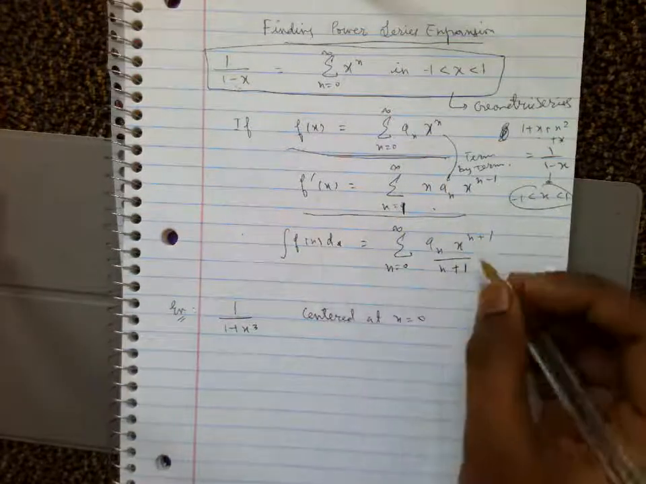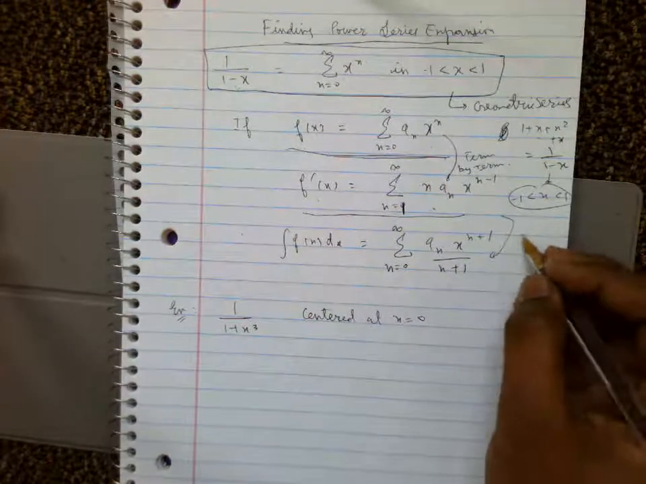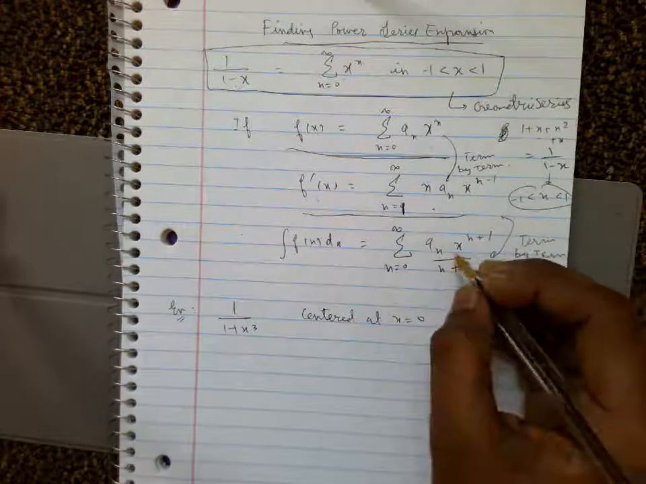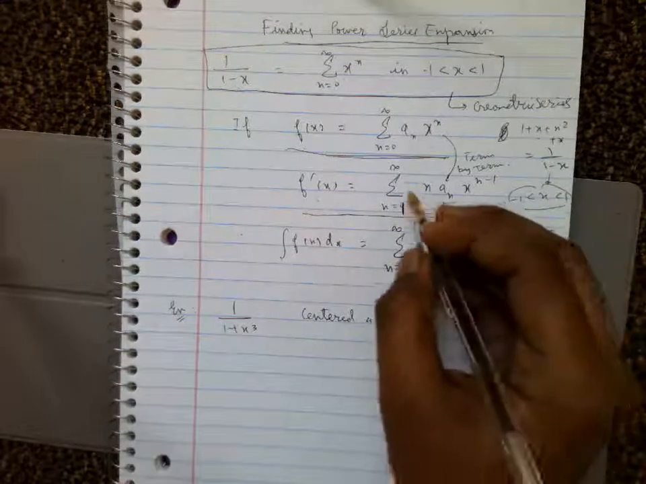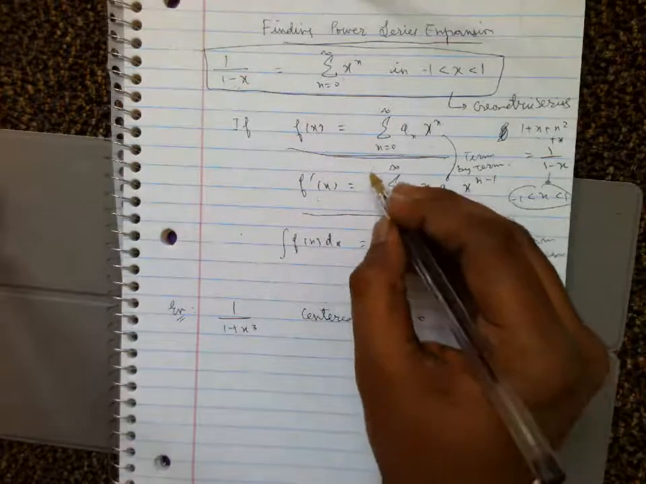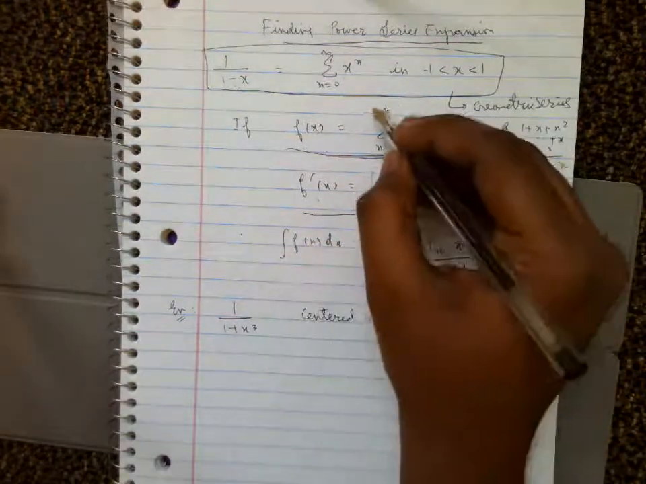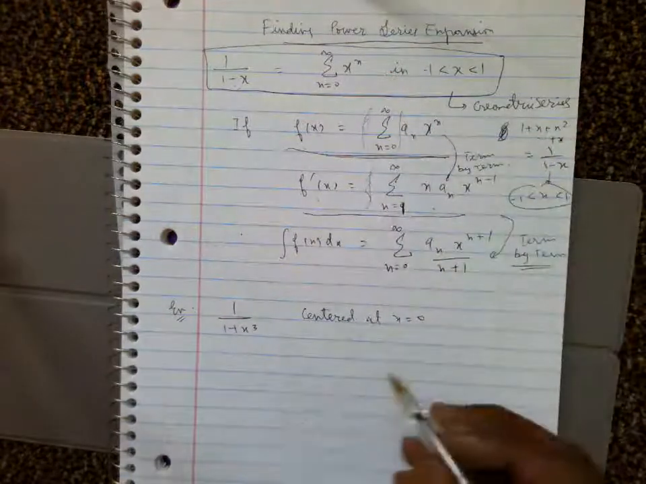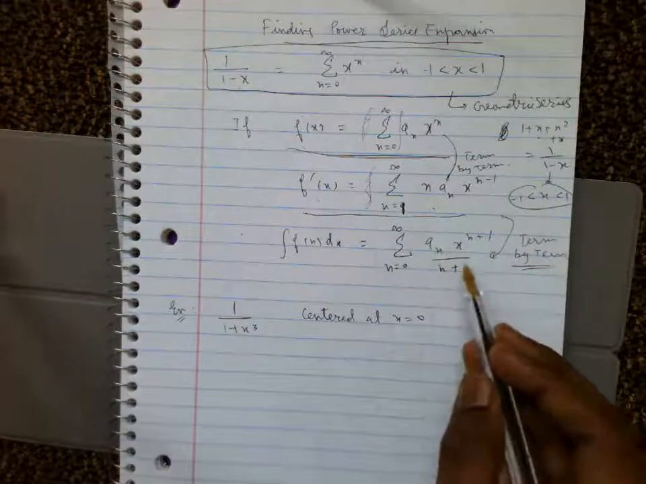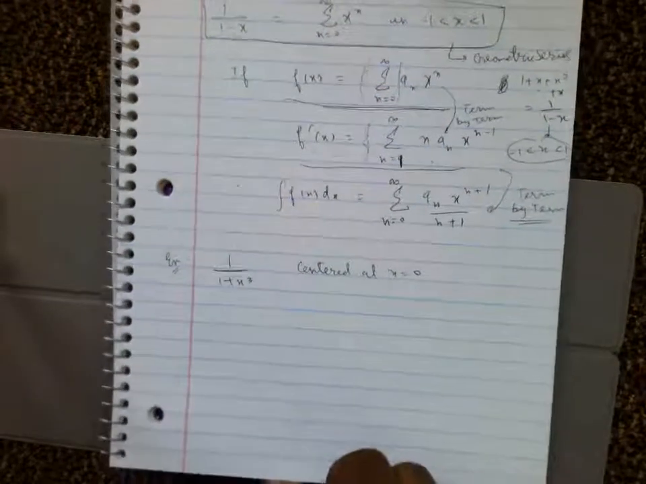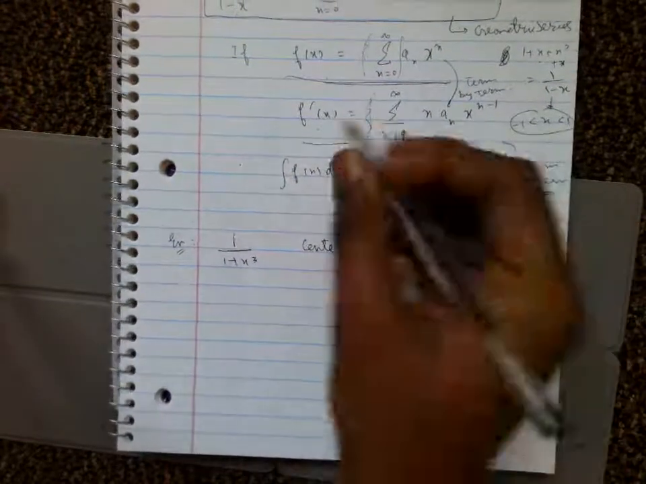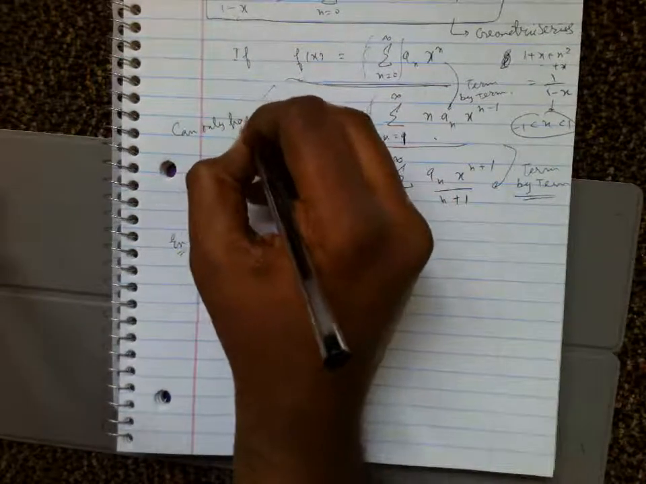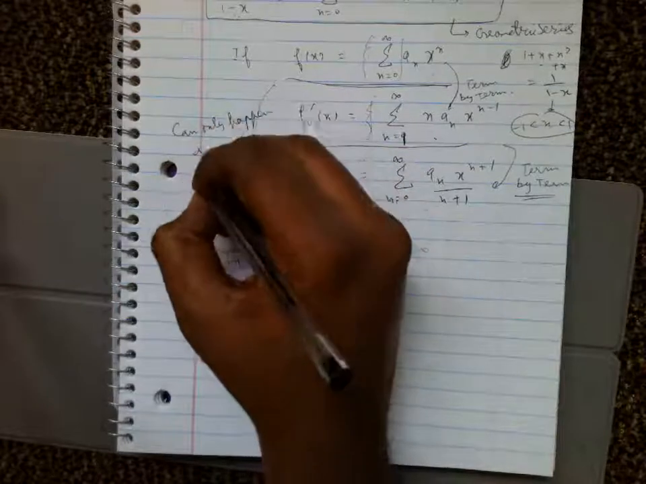And if you want to integrate this, it is the same result, you just integrate term by term. That means you just send the integral sign inside this sum, and you get a n x to the power n plus 1 by n plus 1. And all of these operations can only happen in the interval of convergence.